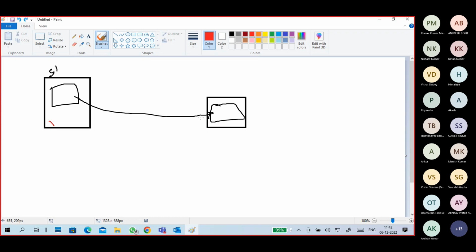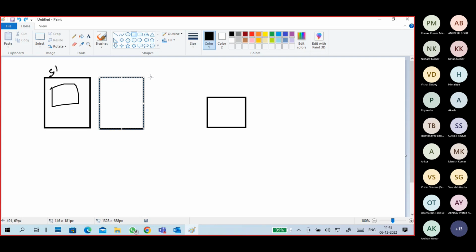Okay, understand this part? Server is down. So what happened? Server is down.